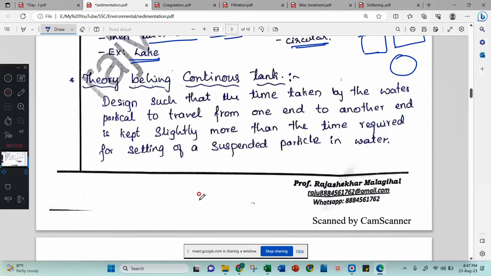Now, the theory behind the sedimentation tank: as I already explained, the particles having a specific gravity more than that of water will settle down. For that, we have to stop turbulence and allow the water to flow with a very slow velocity, called laminar velocity, laminar flow. Then those particles will come and settle down.